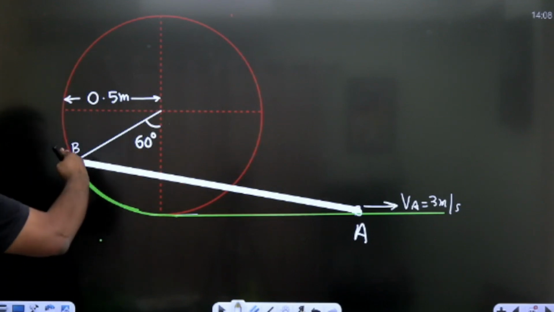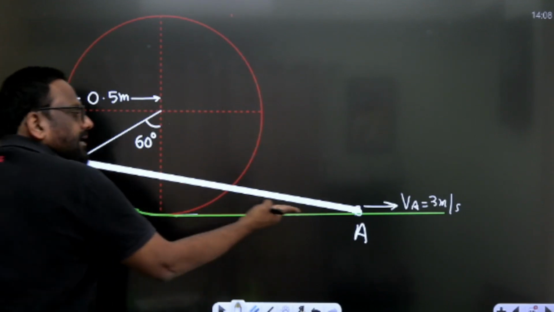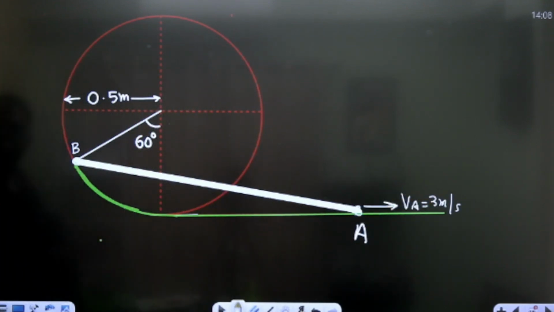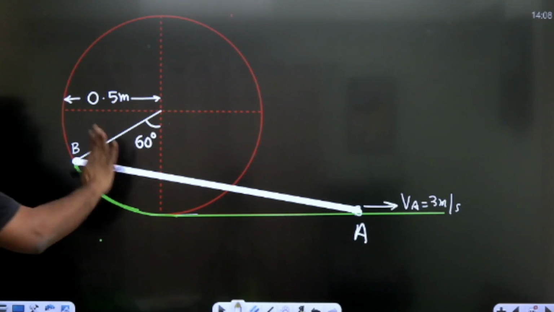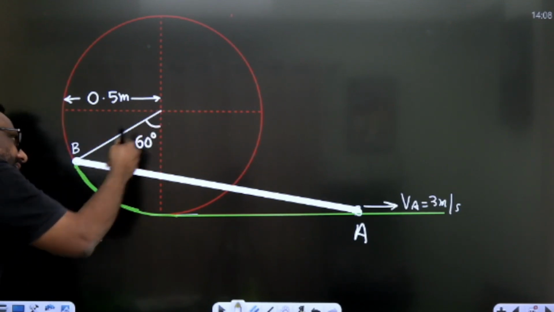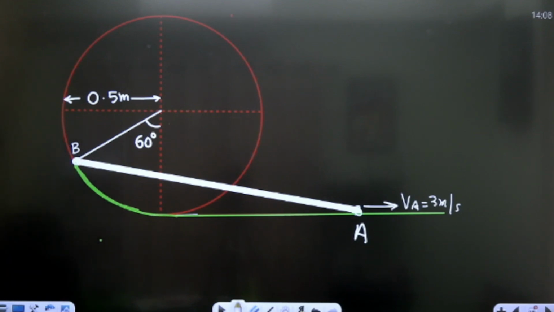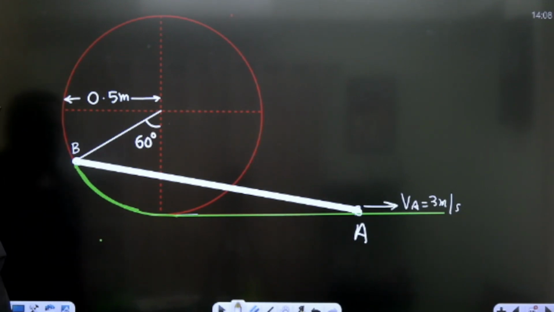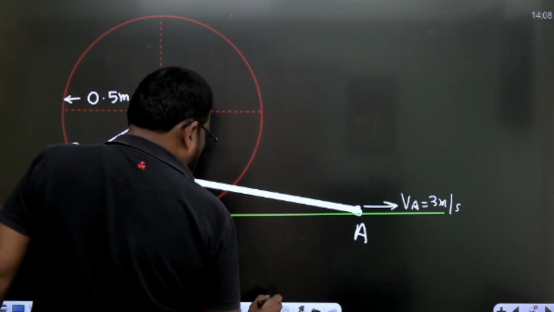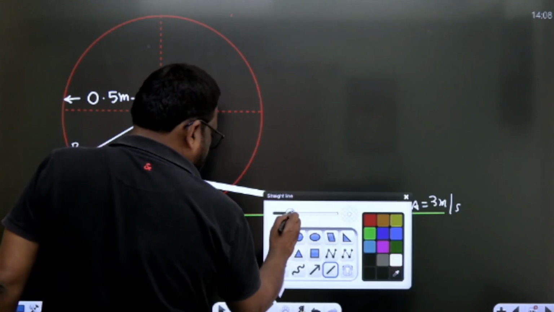On this path, it is sliding and it is moving like this. ठीक है सर. This is a very good question. He is asking at the instant when this angle is 60 degree, what is the velocity of this point B? Agreed. How do we do this? एक काम करते हैं सर. I'll do one thing.